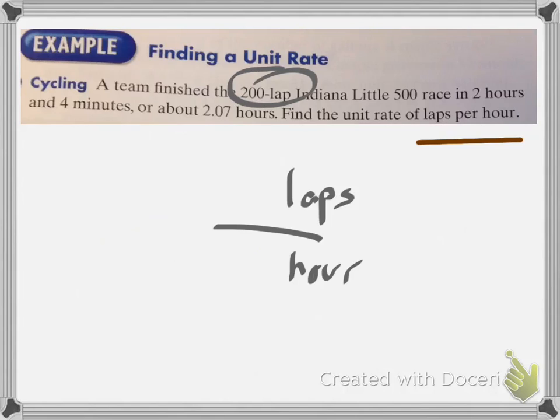Now how many laps did they run? Well, they ran 200. How many hours did it take? Well, it says about 2 hours and 4 minutes, but then they thankfully put or about 2.07. If they hadn't given that to us, we would actually have to convert 4 minutes into a decimal hour, which would be 0.07. It would be a little bit more complicated, but I know y'all can do it. But instead, let's do this, 2.07.